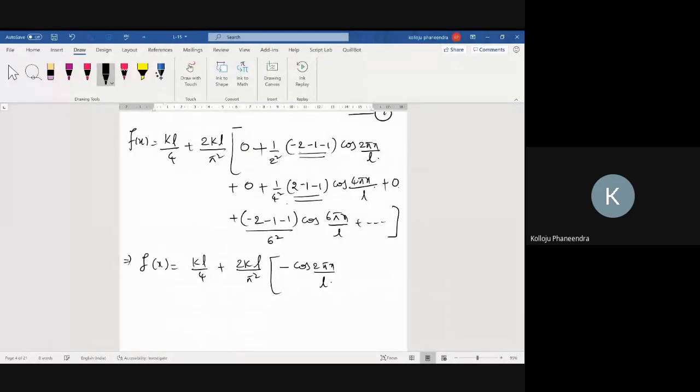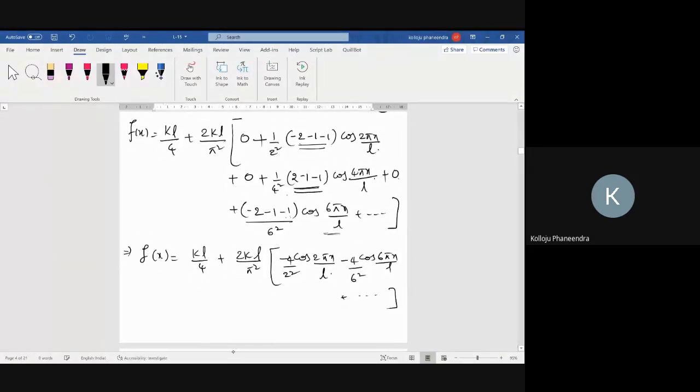Next one, when n equal to 4, this is 0. So the term is 0. Coming to the sixth term, this is minus 4 by 6 square. So minus, one can write this as cos 6 pi x by L by 6 square. Let me write, this is minus 4 by 2 square and so on. And I'm keeping this minus 4 as it is.